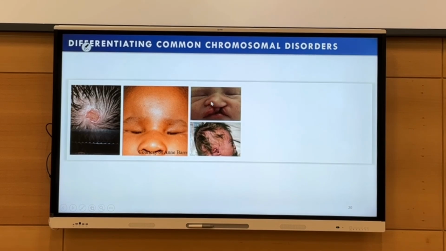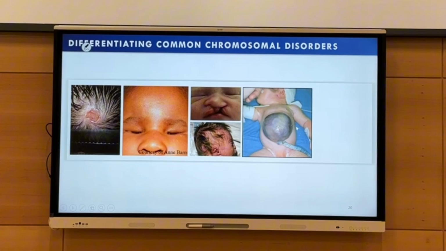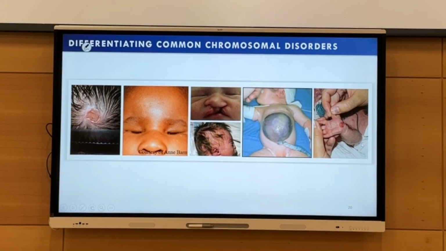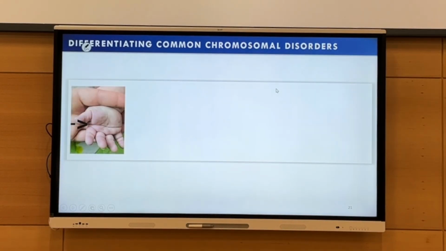Now this is cleft lip, cleft palate, and deformed ears. Omphalocele. Excellent. What's this? Capillary hemangioma. So all of these are features of which trisomy? Patau. Like what's this?